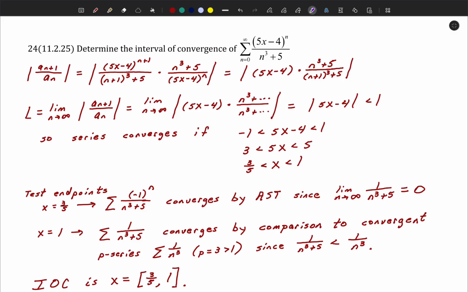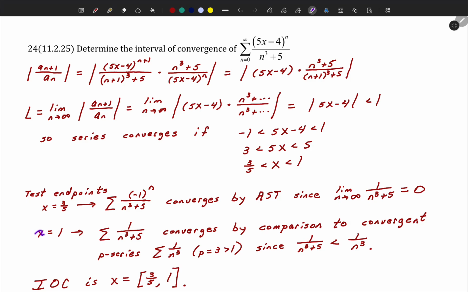That's an alternating series, and all I would have to do is take the limit as n approaches infinity of the non-alternating part, which would be 1 over n cubed plus 5. That clearly goes to 0 as n goes to infinity. So this series converges. Well, what does that mean? It means, yes, x can equal 3/5.